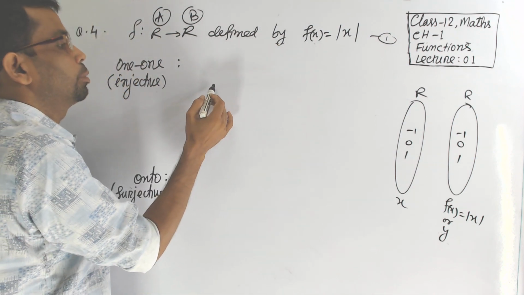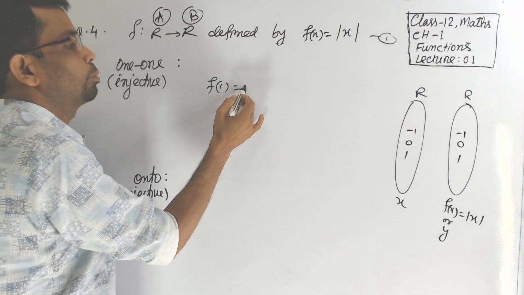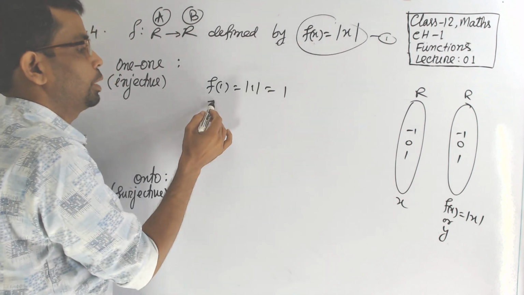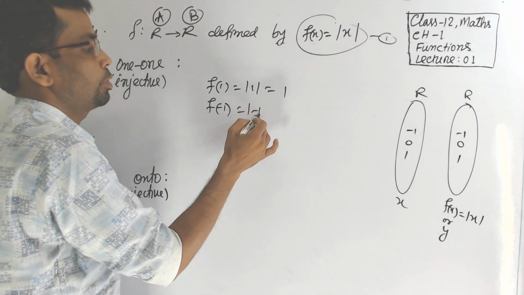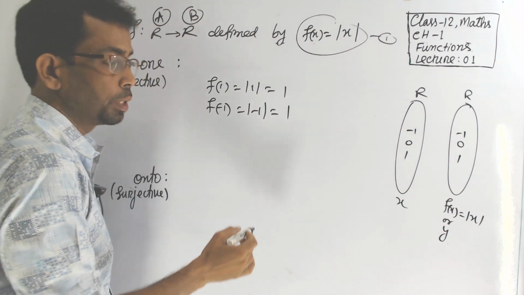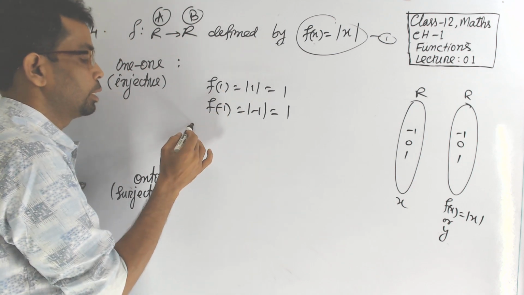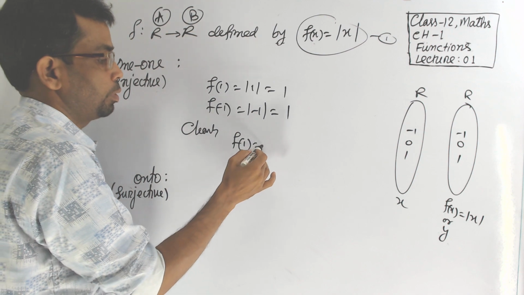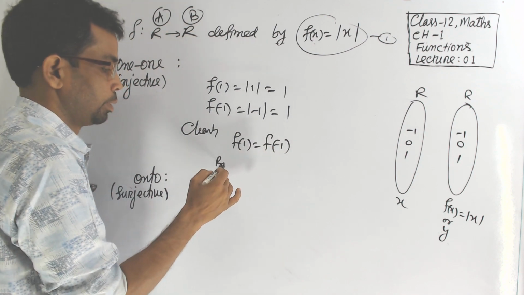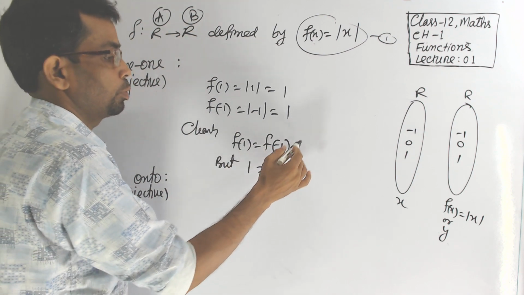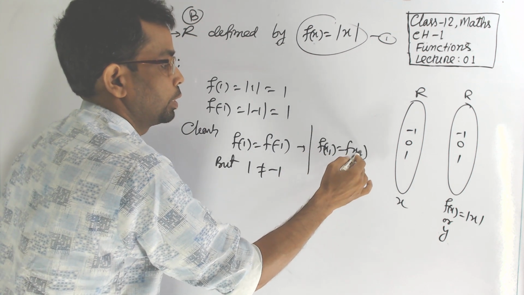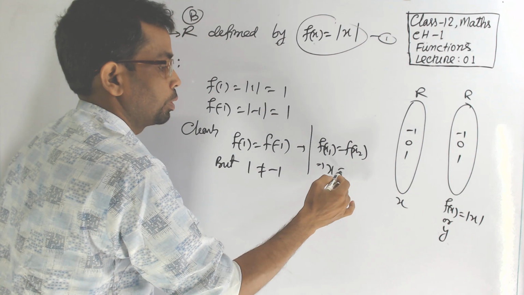If we take, say, f of 1 is modulus of 1, which is equal to 1. This is the function we are taking. If we take f of minus 1, it is modulus of minus 1, and modulus of a number is positive. So clearly f of 1 is equal to f of minus 1, but 1 is not equal to minus 1. So this is matching with the theoretical condition: f of x1 is equal to f of x2 does not imply x1 equal to x2.